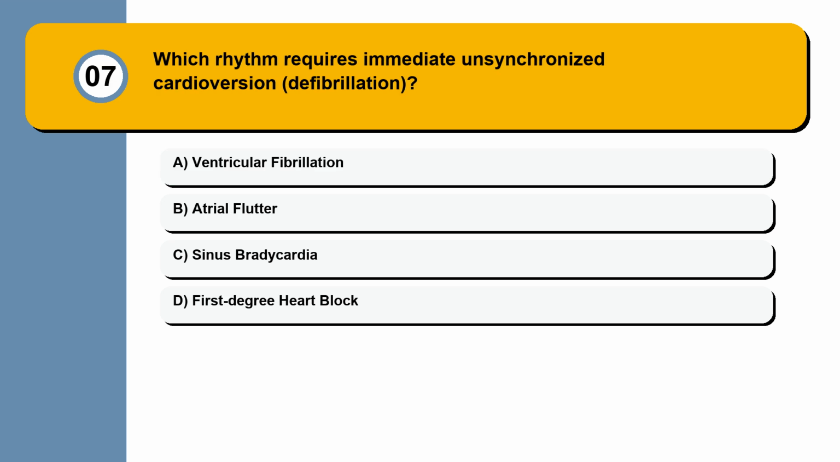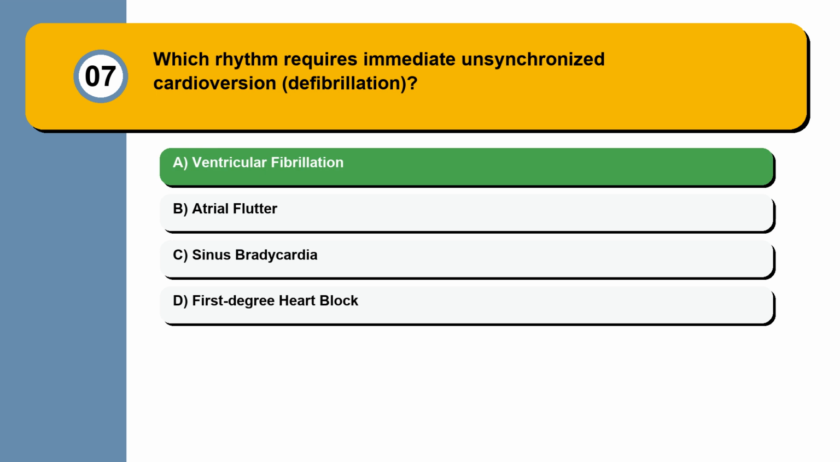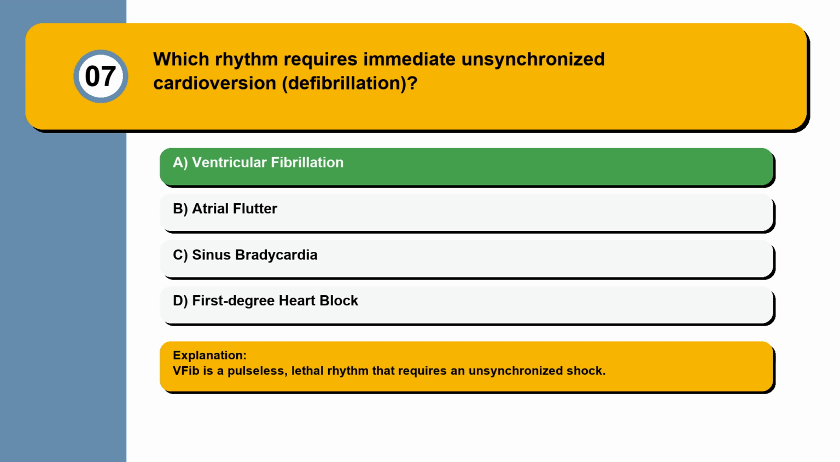Question 7. Which rhythm requires immediate unsynchronized cardioversion defibrillation? Ventricular fibrillation, atrial flutter, sinus bradycardia, first-degree heart block. VFib is a pulseless, lethal rhythm that requires an unsynchronized shock.